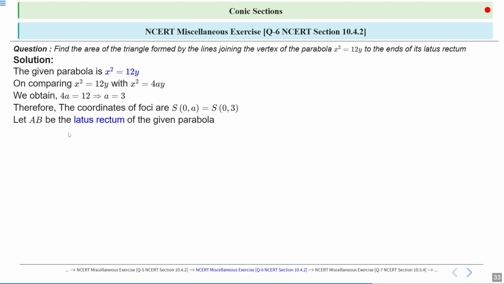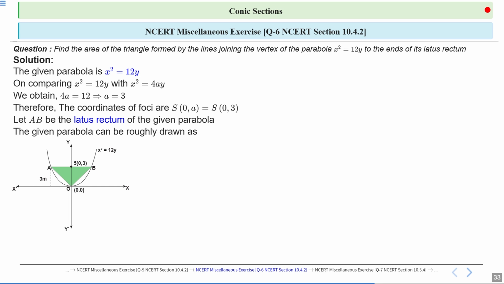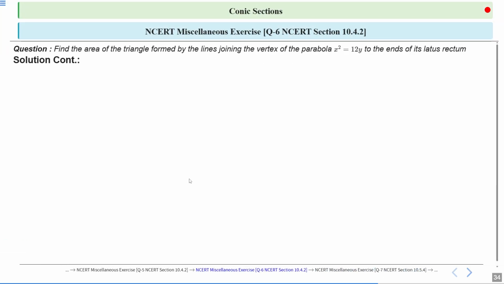Now let AB be the latus rectum of the given parabola. The given parabola can be roughly drawn as follows. So this is how we can draw the given parabola. This is the diagrammatical representation of the given parabola x square is equal to 12y.